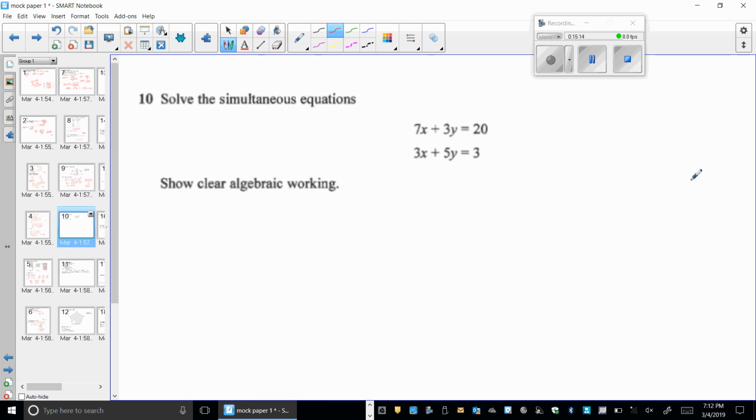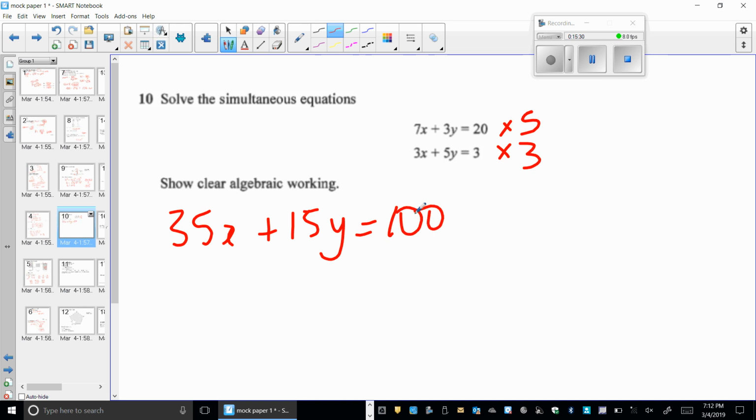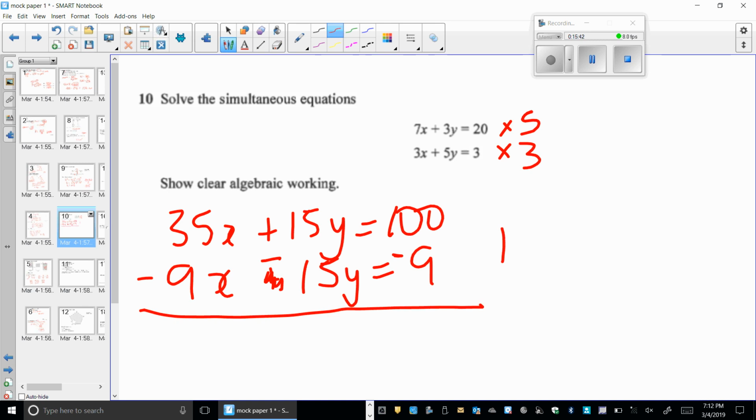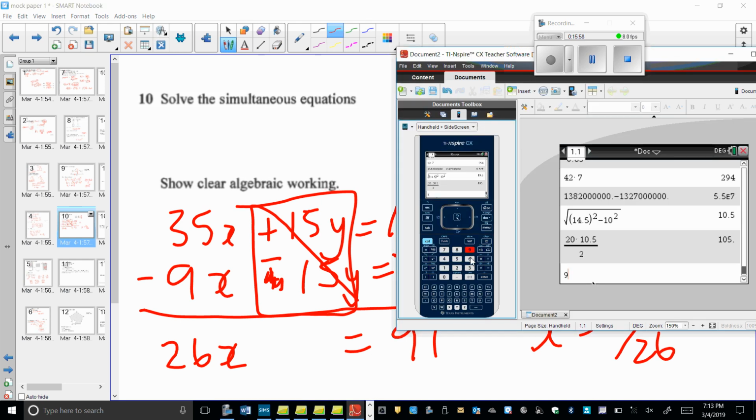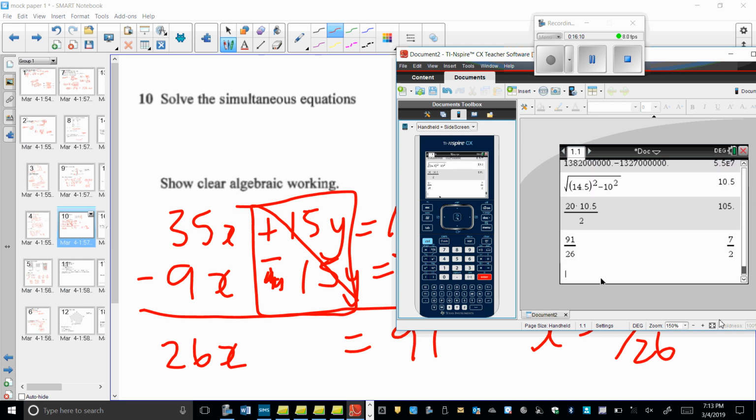Right, solve simultaneous equations. We need to make our coefficient of x or y the same, but with different signs. So I'm going to multiply this one by 5, this one by 3. I'm going to change all the signs of the bottom one and add them together. Means this disappears, so that's 26, and that's 91. Oh, wrong numbers. So that's 7 and 32, which is 3.5.